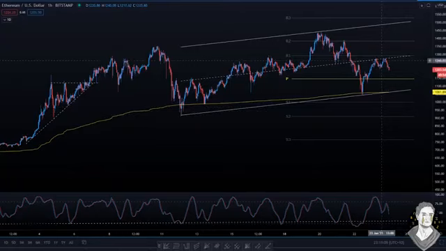So Bitcoin and Ethereum more or less ranging. Chainlink trending. We need to break that pitchfork.